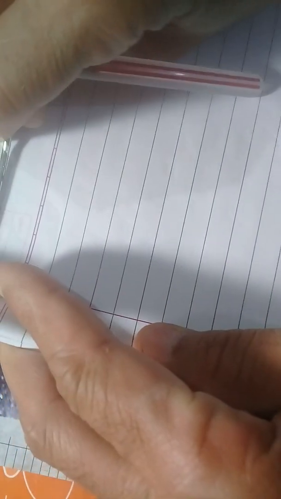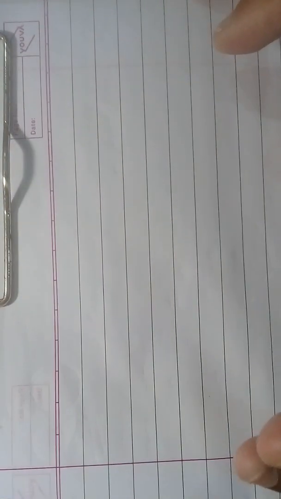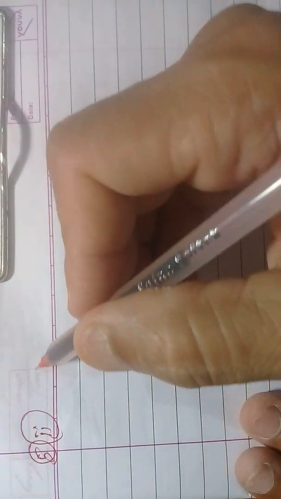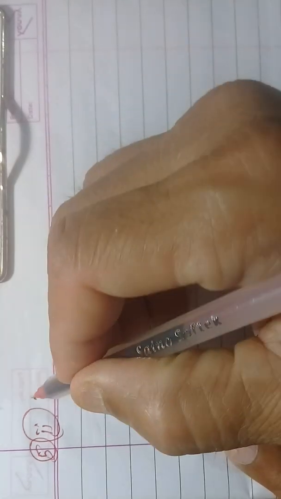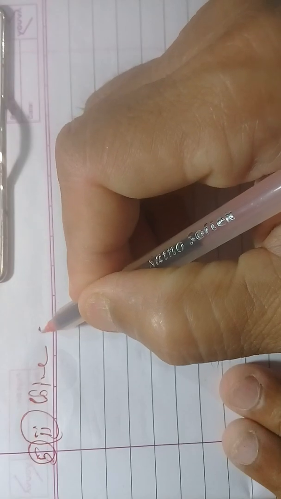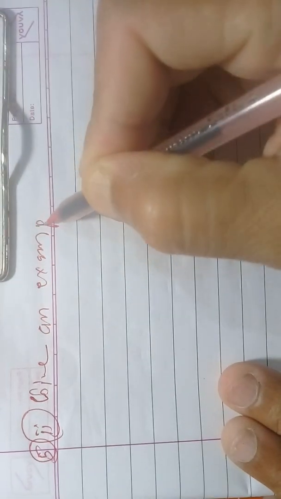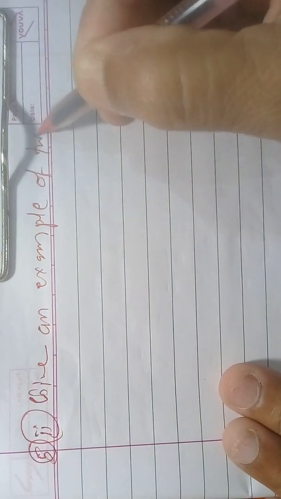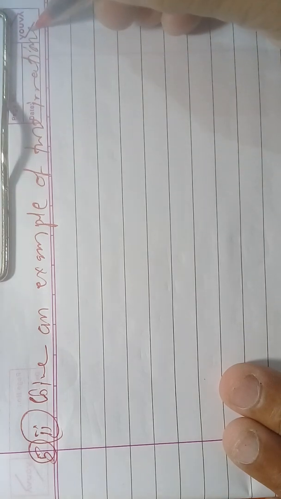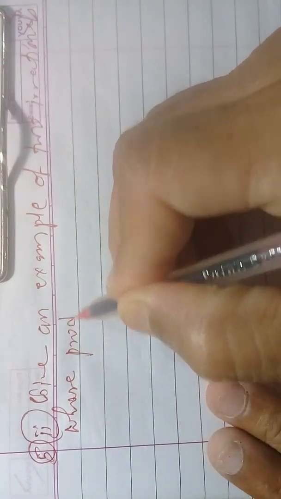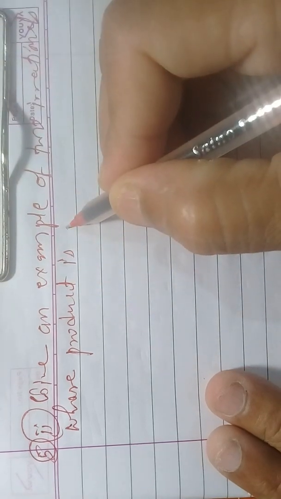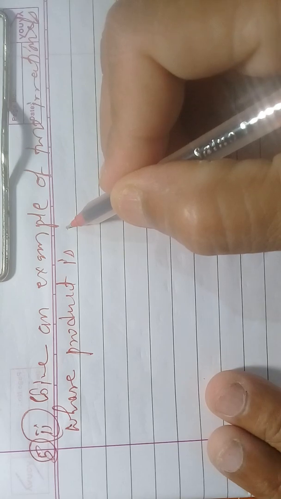Next question 5-2. This question is: give an example of two irrationals whose product is rational.